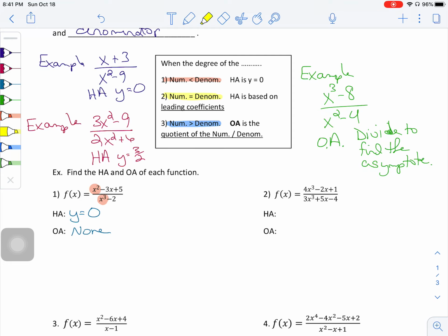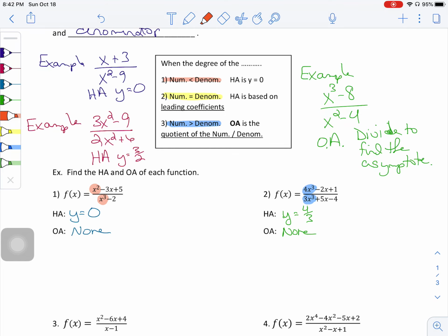All right, problem number 2. Let's take a look at our leading terms here. We have a third degree polynomial on top. We have a third degree polynomial on the bottom, which means they match. If they match, I can immediately say that I don't have an other asymptote, whether it's oblique or parabolic. There's no other asymptote. I do have a horizontal asymptote, and I'm going to divide those leading terms. So y is equal to 4/3.